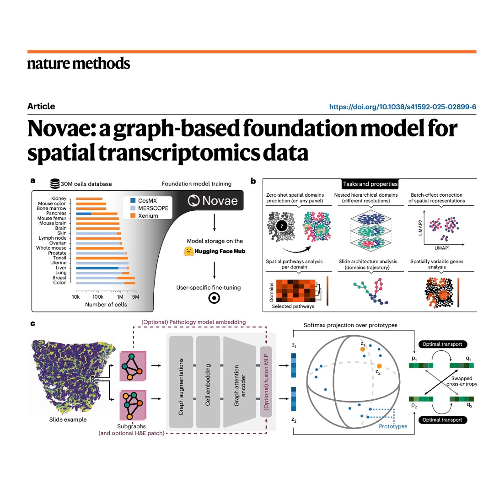Let's start with the human lymph node architecture. What kind of structural discoveries did Novae enable when comparing a non-diseased node to a reactive one? This is a perfect example of how that spatial context changes everything. Using spatial trajectory analysis on the Novae representations, researchers saw this dramatic structural reorganization in the reactive node.